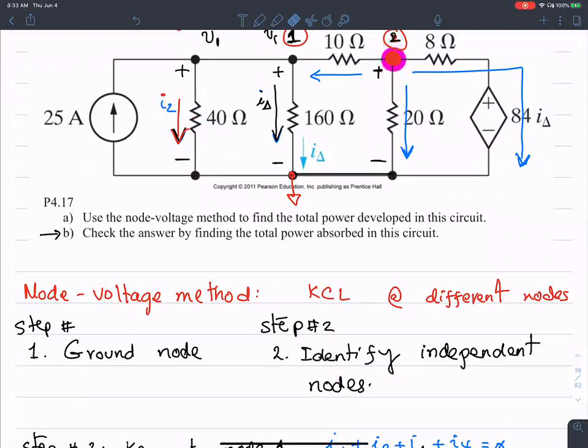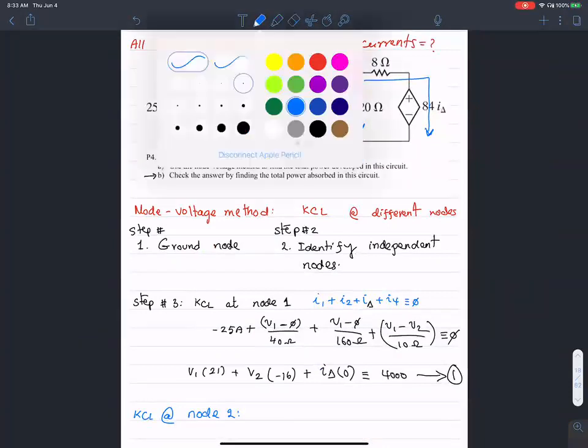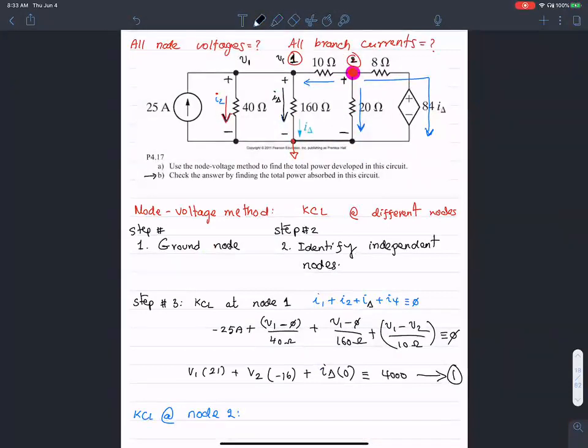So, who wants to help me set up the KCL at node 2? Somebody answered in the chat, sir. Could you read that out to me, please? I don't have that on my screen. He said V2 minus V1 divided by 10 for our I4, I believe. Correct. So I'm going to call this I don't know, I4. I can still call it I4, but I just don't want to.